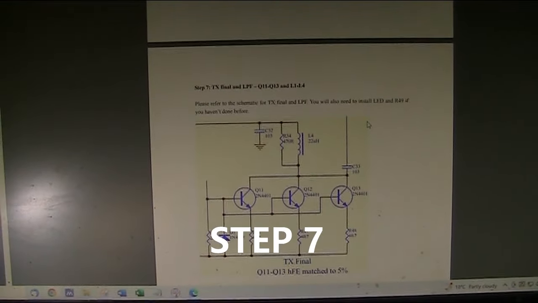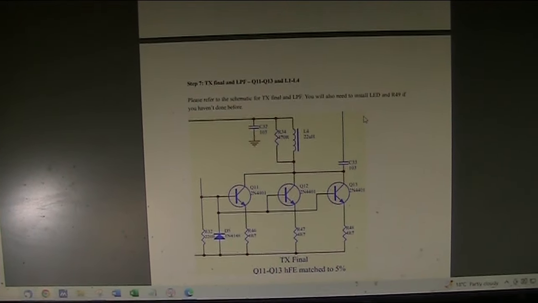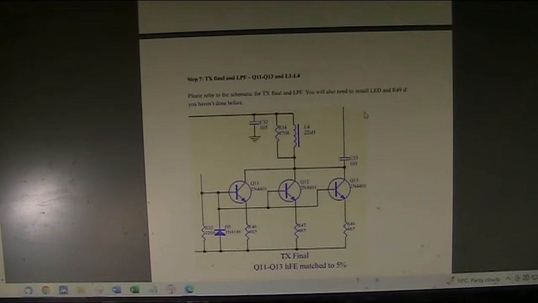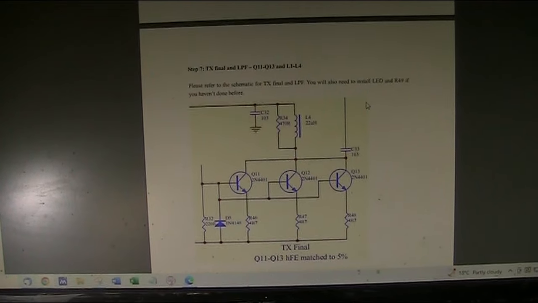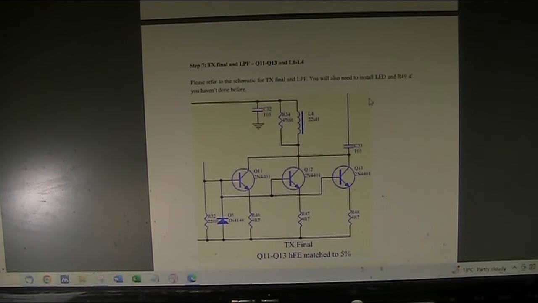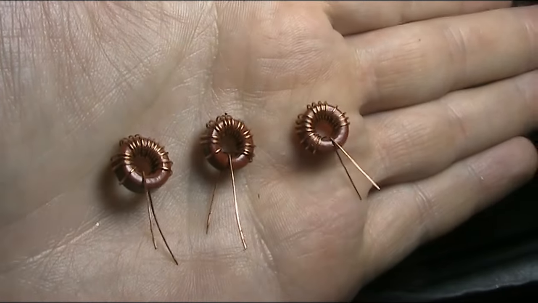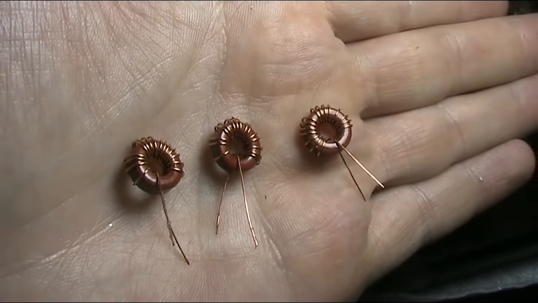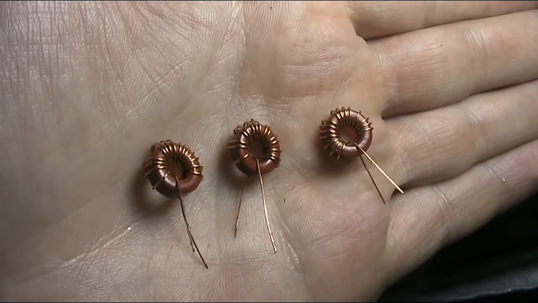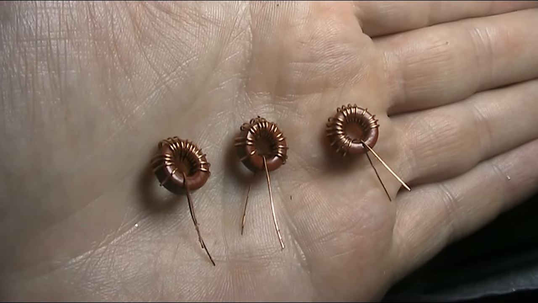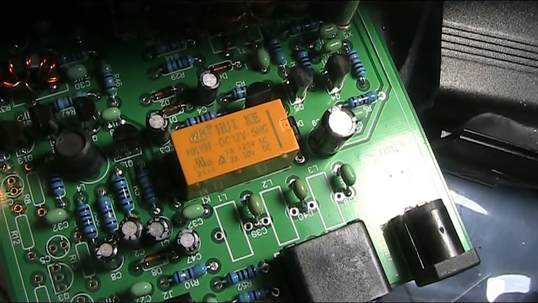Next we have step 7, transmit final and low pass filter. This uses 3 transistors in parallel, same transistors as before, 2N4401, and the parallel gives apparently 1 watt output. The last toroids are the simplest, 3 identical, 16 turns, and they form the low pass filter right at the end of the final stage. Once they are in, the transmitter is ready to test.